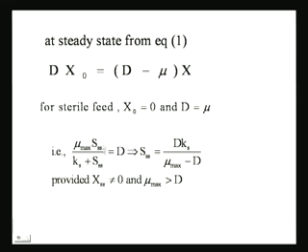Now, when you put mu max S over K plus S equals D, then SS, the steady state substrate concentration, is D Ks over mu max minus D, provided that XSS is not 0, of course, and mu max is greater than D. Mu max has to be greater than D, because if mu is greater than or equal to D, then this fraction over here is always less than 1. So, mu max obviously has to be greater than D.